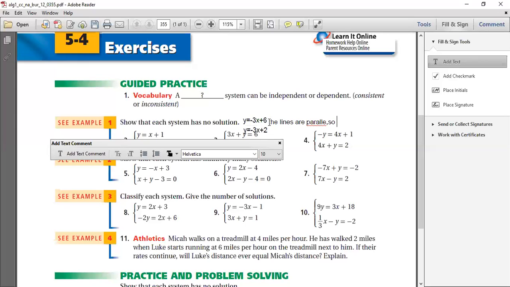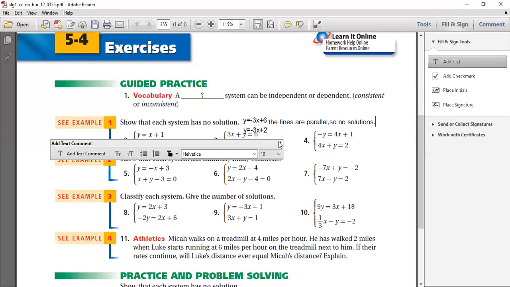So they are parallel, and the system has no solution. I'm writing it in a very short way, no solution, but you have to write it properly: the system has no solutions. This is how you are going to prove it. So this was for question number 3.